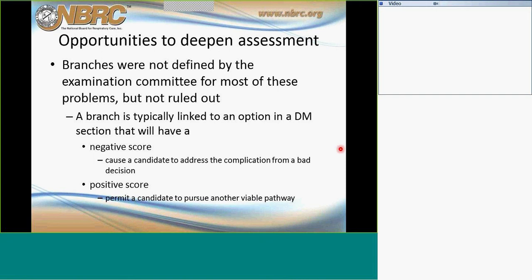We gave our content developers the opportunity to suggest branches if they felt that they would be helpful. On the other hand, we don't insert branches just for the sake of adding branches. It really needs to serve the overall clinical purpose. And sometimes, in some problems, there really is no good place to put a branch, so there aren't any.